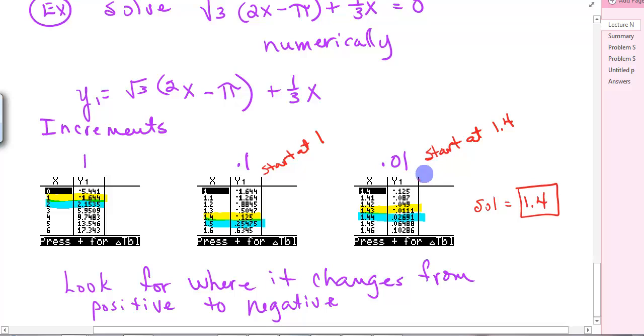And I could do it one more time, and I could start at 1.4 and do increments of 0.01, and I get that it's between 1.43 and 1.44. And so I think the solution is 1.4. I think the problem actually said round to the 10th, so it would be 1.4. And if you found the x-intercept for that equation on the calculator anyway, it would be 1.4. So that's another way to do that. All right, let's look at our problems.